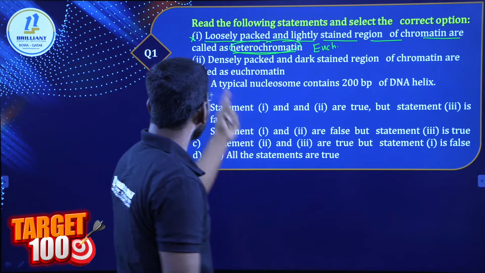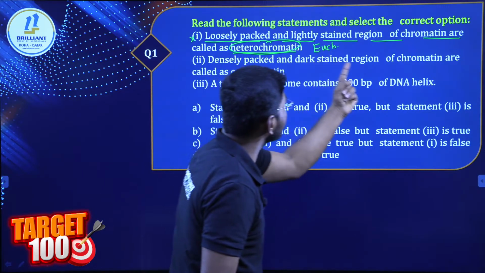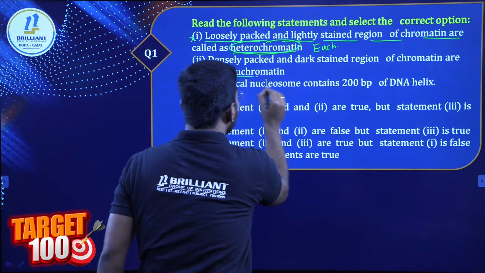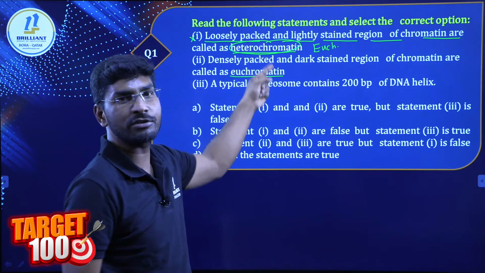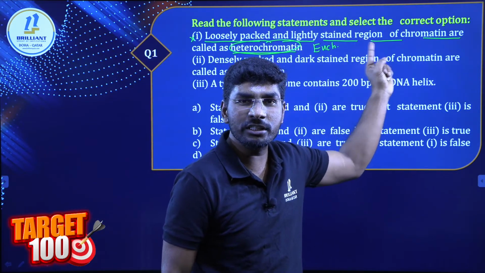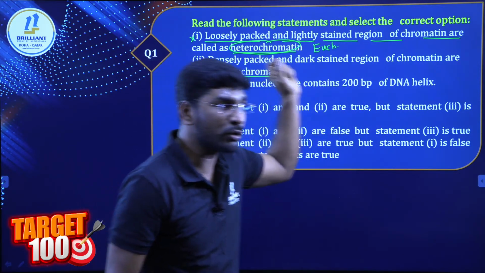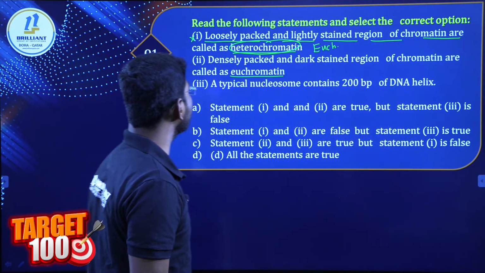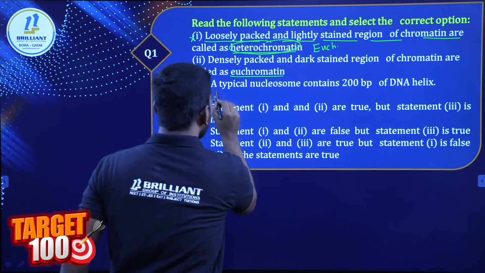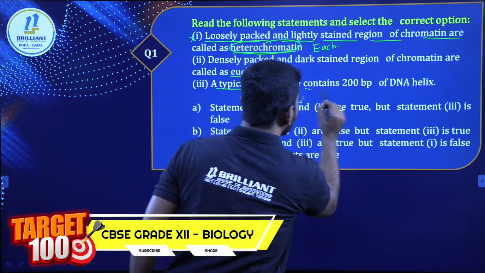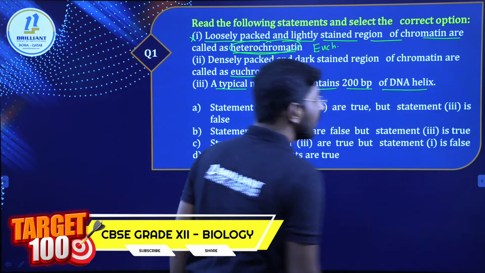Look at the next one. Densely packed, darkly stained region is called euchromatin is given. Exactly opposite is given, students, right? So the first 2 statements are not correct. Look at the third one. A typical nucleosome contains 200 base pair of DNA helix.